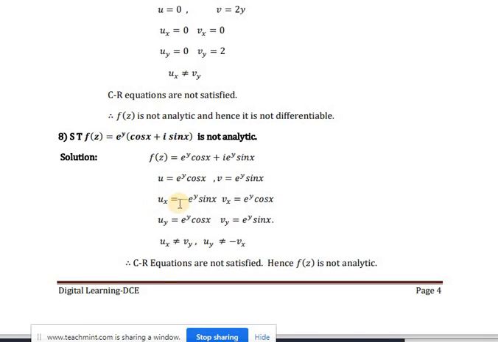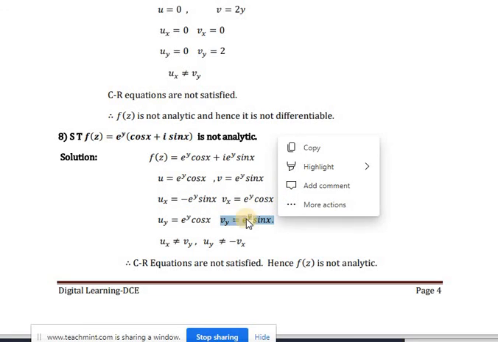And the derivative of u with respect to x is minus e power of y sin x. vx is e power of y cos x. uy is equal to e power of y cos x. vy is equal to e power of y sin x. Now see, ux is not equal to vy. These two terms are not equal. Hence, ux is not equal to vy and uy is not equal to minus vx. So CR equations are not satisfied. Hence, f of z is not analytic.